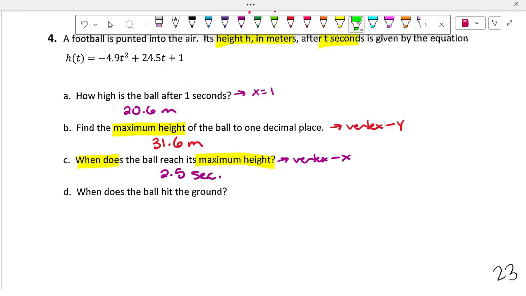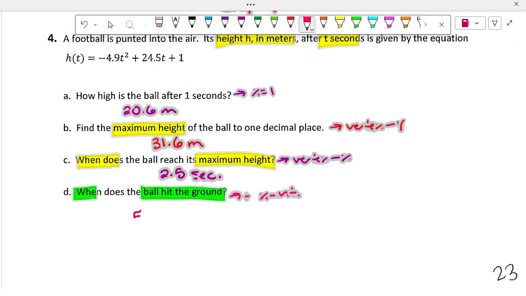And then finally, when does the ball hit the ground? So that's clearly the positive x-intercept. So that would be what? Say it one more time. 5 seconds. Okay. So overall, projectile motion is really easy. The hardest part is just figuring out which key feature to use, and then which value of said key feature to use.